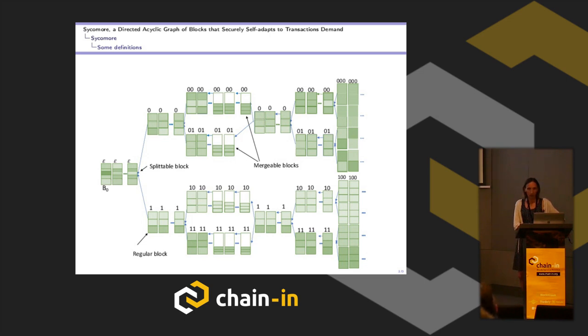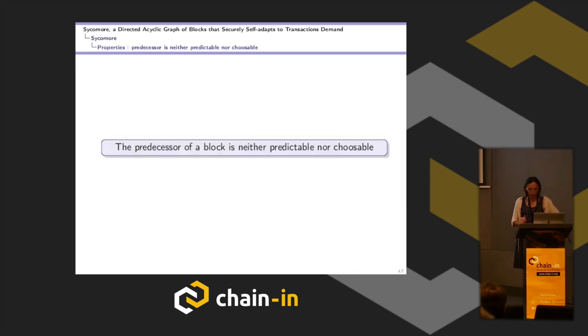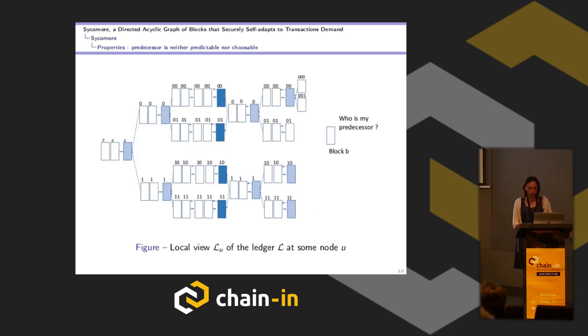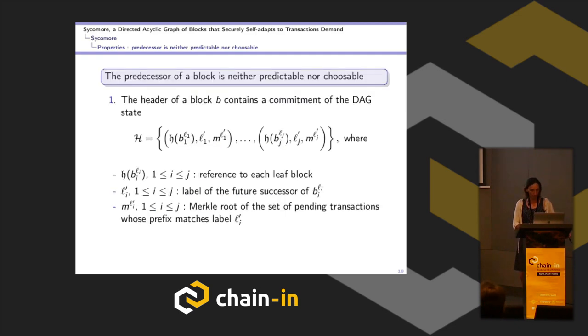Okay, so now I didn't present to you how we choose a predecessor or this kind of thing. My first property was that I do not want the predecessor of a block to be predictable, just to prevent the adversary from focusing on a given chain. So I am a miner and I want to build a block, and I would like to be able to determine who is the predecessor of my block. So how is it done?